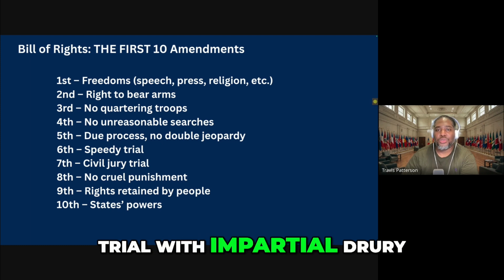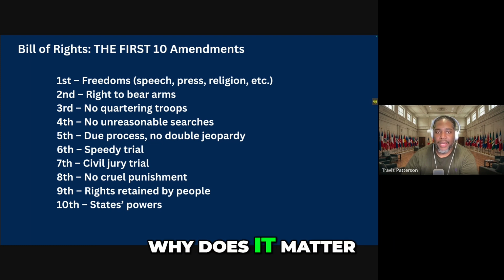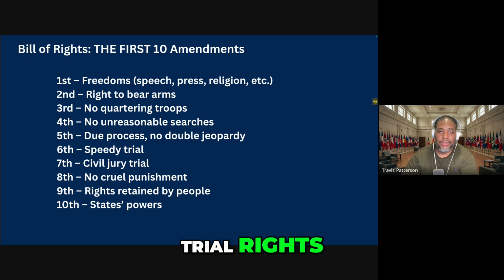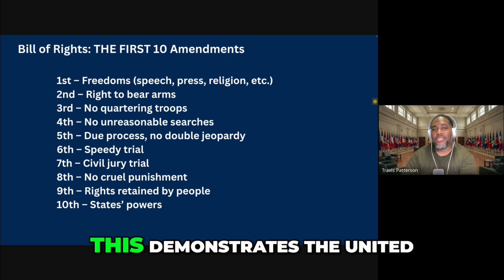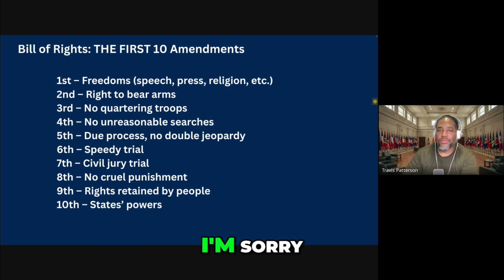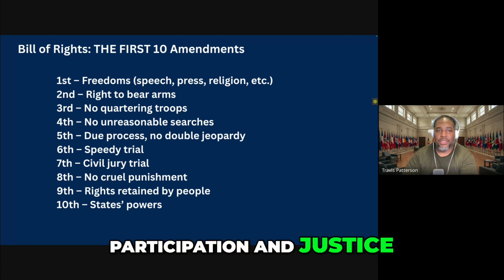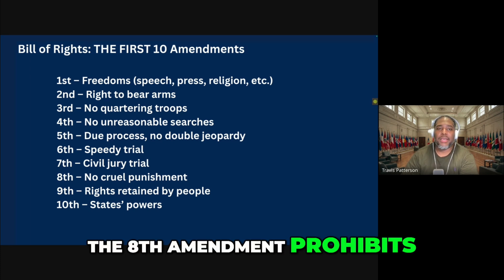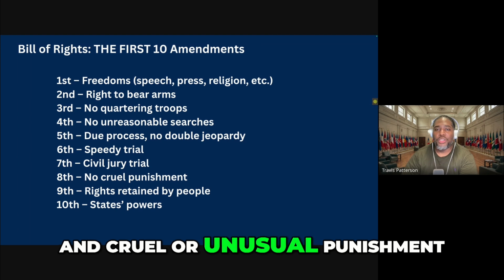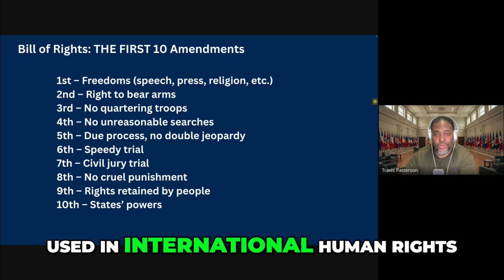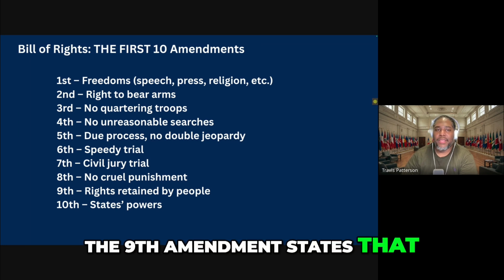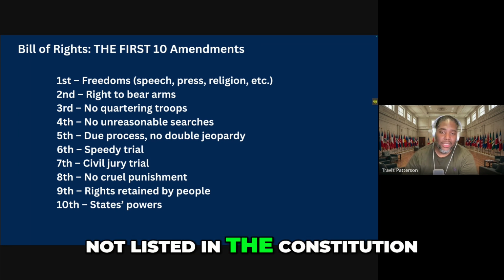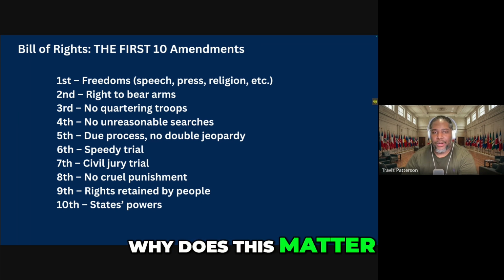The Sixth Amendment guarantees a speedy public trial with an impartial jury and legal counsel, the cornerstone of a fair trial. And the Seventh Amendment guarantees jury trials in federal civil cases. This demonstrates the United States preference for public participation in justice. The Eighth Amendment prohibits excessive fines and cruel or unusual punishment, relevant in international rights critiques, so the death penalty. The Ninth Amendment: the people retain rights not listed in the Constitution. Why does this matter?